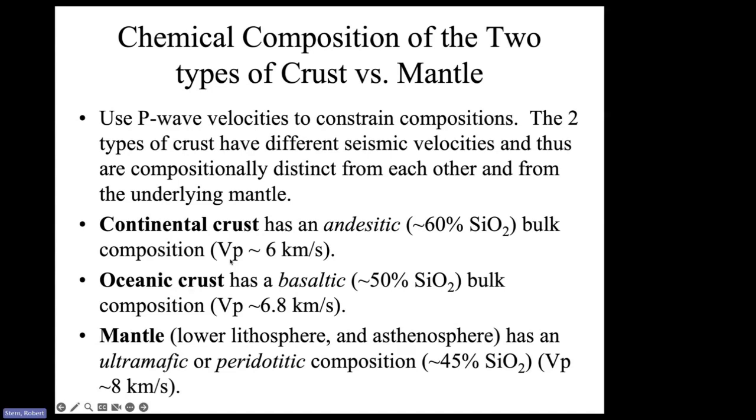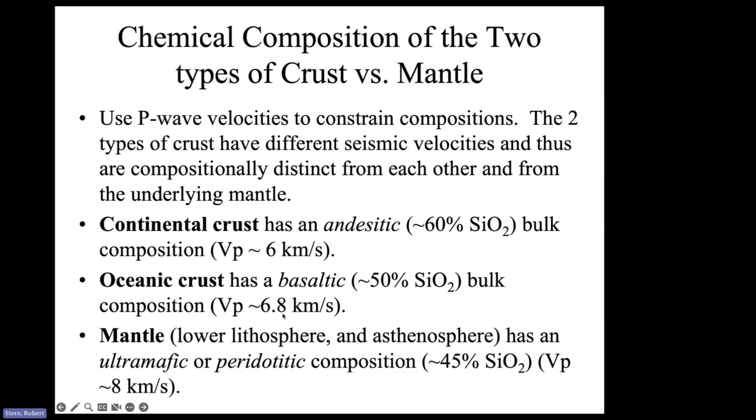Oceanic crust, in contrast, has a basaltic bulk composition, lower in silica, 50% silica. I think there's a midterm question that asks you about how much silica is in a basalt. So just remember it's 50%. And it has a bulk composition that leads to a P-wave velocity that's significantly higher than continental crust, right?